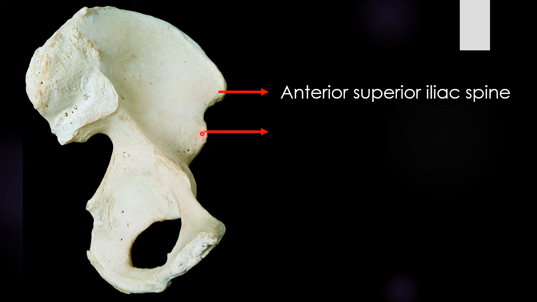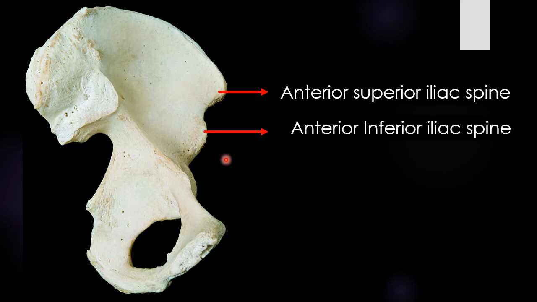Then below this, we can identify the anterior inferior iliac spine. What is the one muscle and one ligament that attach to this anterior inferior iliac spine? The muscle is rectus femoris, the straight head, which you have to study, arising from this anterior inferior iliac spine, and the ligament attaching to it is the iliofemoral ligament.